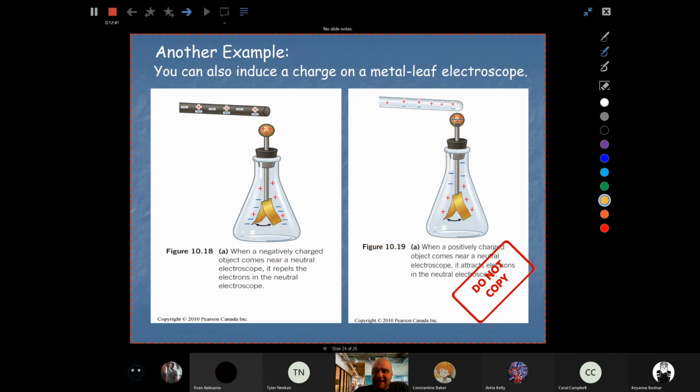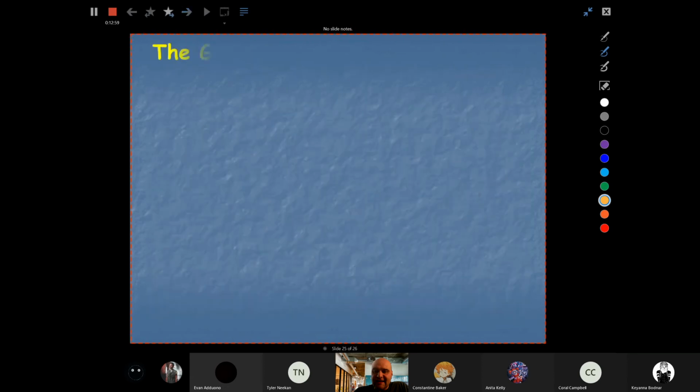Another example, this is about the metal leaf scope one. Again, you're bringing a negatively charged rod closer, and what's happening is the electrons are actually moving up, moving towards the top here, and this thing actually spreads out. It actually opens up, and you can see that in my next slide that is a demo here, so check this one out too.